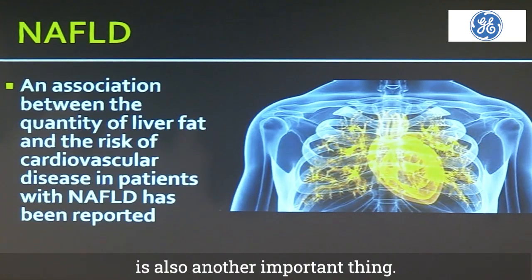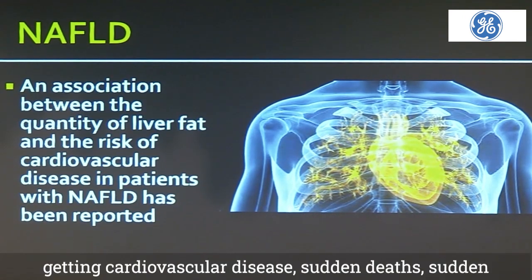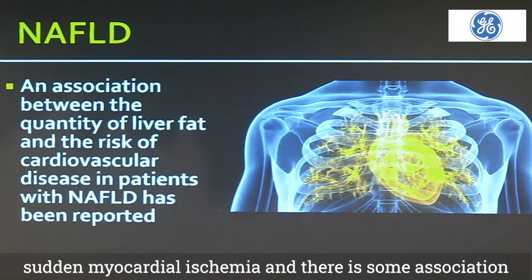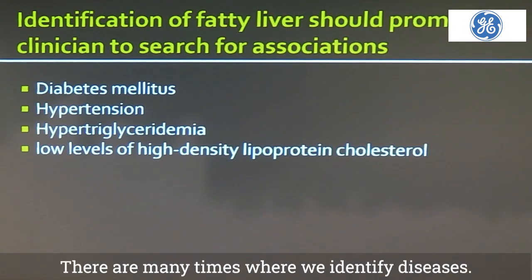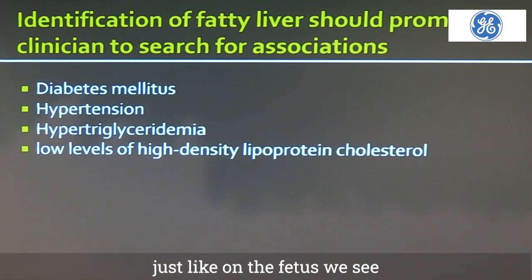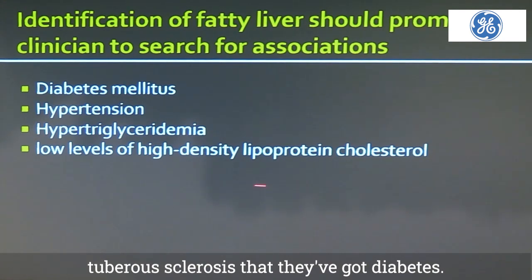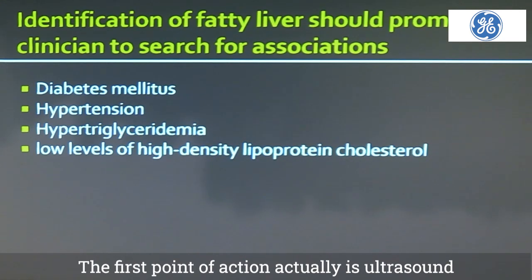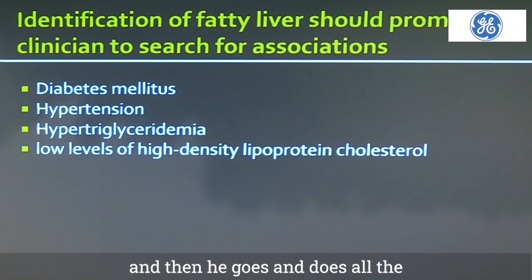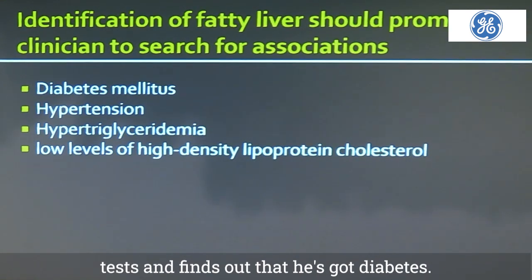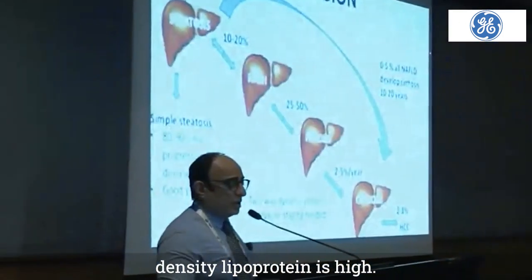Now, this is also another important thing. After COVID, we've seen a lot of young people getting cardiovascular disease, sudden deaths, sudden myocardial ischemia. And there is some association of liver fat with the cardiovascular situation. There are many times where we identify disease. It's just like on the fetus, we see a rhabdomyoma and then we find out the parents have tuberous sclerosis. The first point of action actually is ultrasound, where you find there's fatty liver and you tell the patient, and then he goes and does all the tests and finds out that he's got diabetes, hypertension, hypertriglyceridemia, and high density lipoprotein is high.